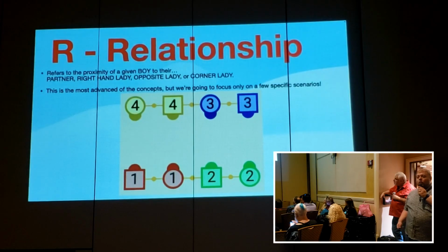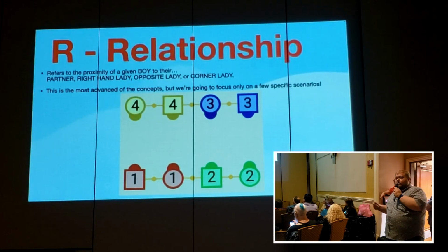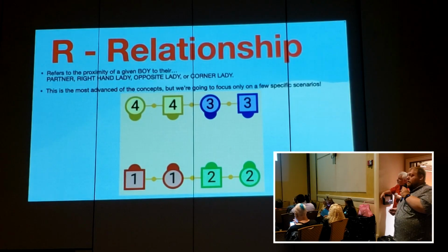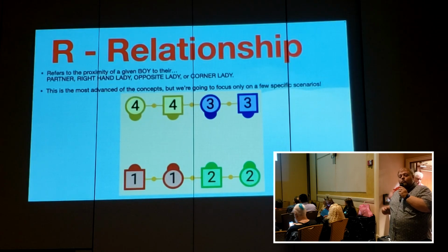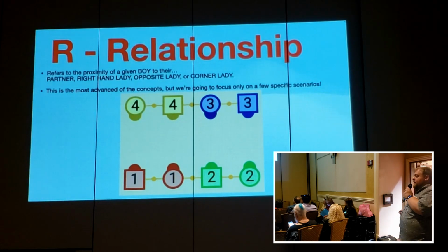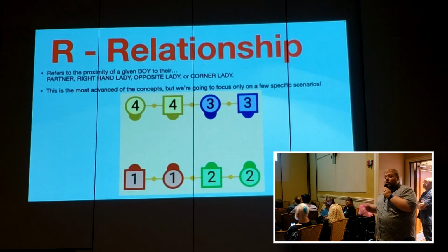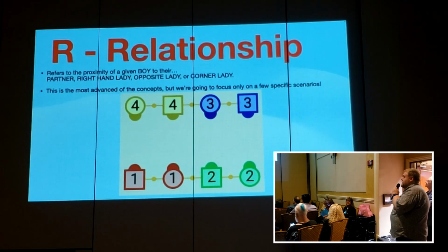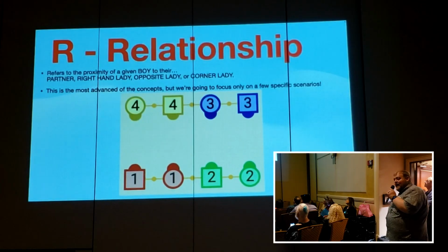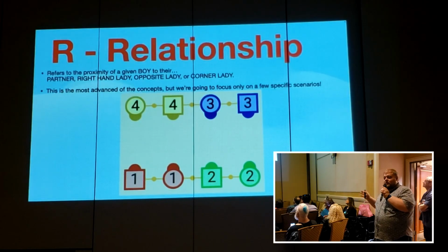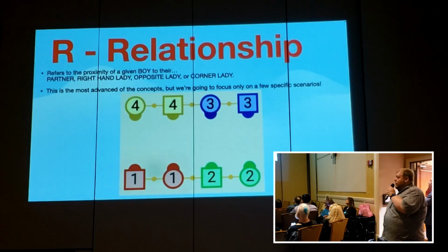So far we know where they're standing, we know what gender they started the tip as, and we know if they're in the order they need to be. Relationship adds in that very first bit of vocabulary we said. Where is my partner? Where is my corner? Where is my right-hand lady? Where is my opposite in relation to myself? This is the most advanced of the concepts. This will be a whole different presentation. We're just going to try to talk about the things I think you really need going in today and tomorrow.